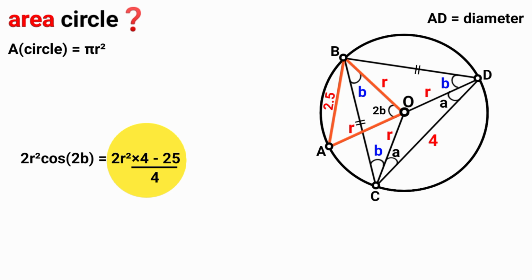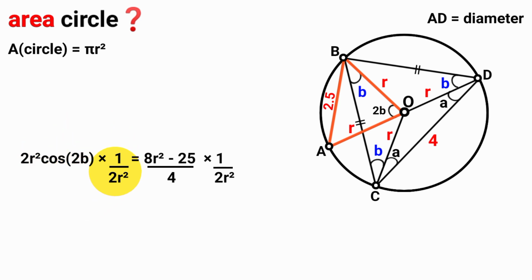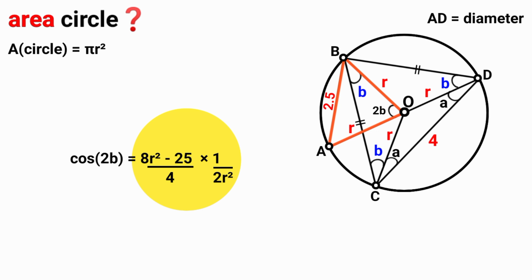is 2R squared times 4 minus 25 all over 4. 2R squared times 4 is 8R squared. So 2R squared cos 2B equal to 8R squared minus 25 over 4. Multiply both sides by 1 over 2R squared. Here this 2R squared cancels this 2R squared, while here 8R squared minus 25 over 4 times 1 over 2R squared is 8R squared minus 25 all over 8R squared. So cos 2B equal to 8R squared minus 25 over 8R squared.